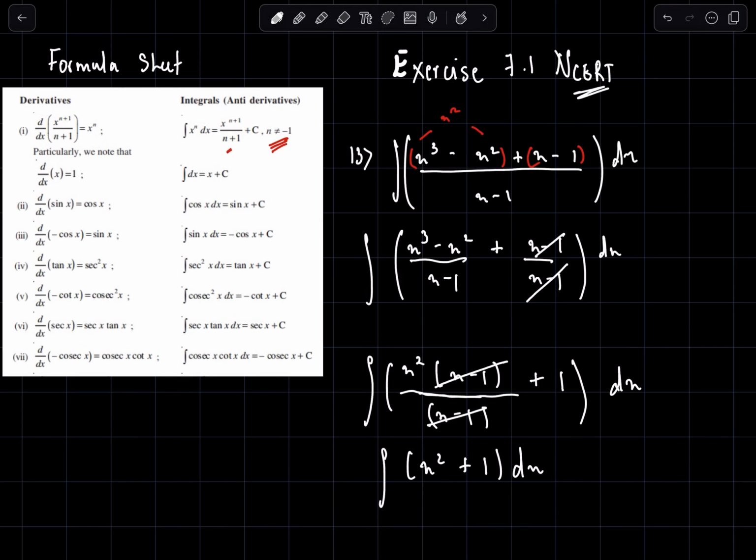If you can simplify the equation, you get a better outcome in which you can integrate the sum of the function. So in this case, x cubed minus x squared plus x minus 1, the whole divided by x minus 1, reduced to x squared plus 1. Okay, and this is easier to integrate than this. That's it. So I think you can all integrate this. We'll move on to the next question.